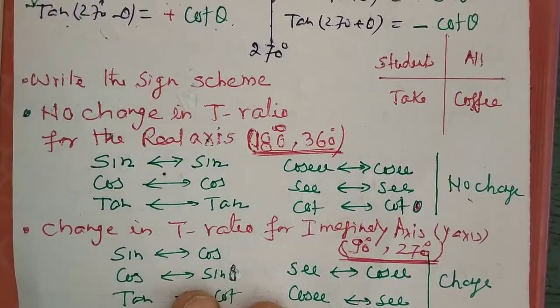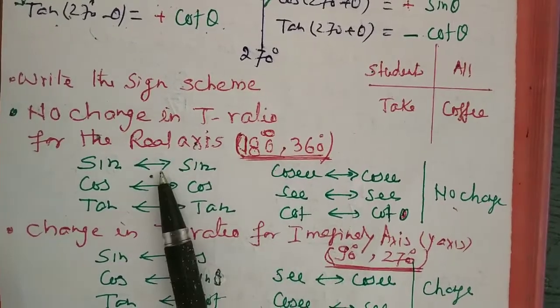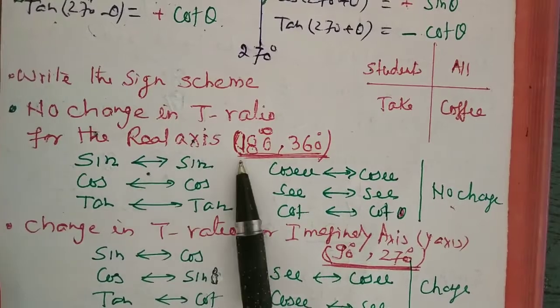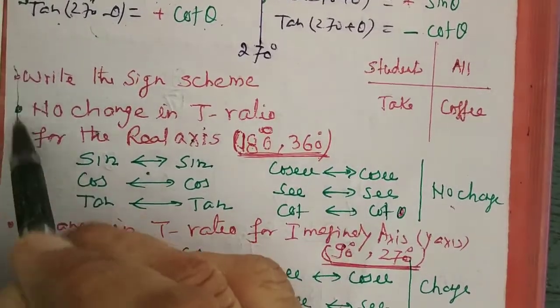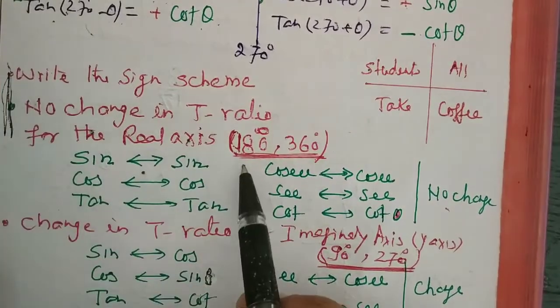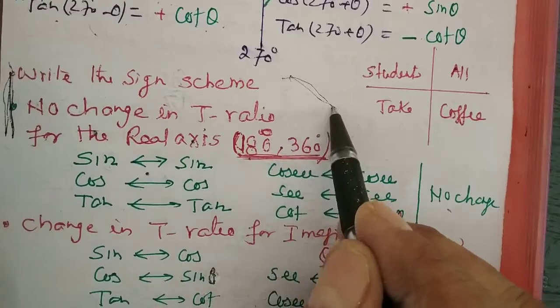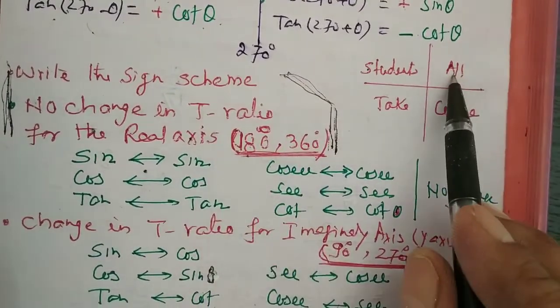This is the fastest technology. Write the sign scheme: no change in the trigonometric ratio for the real axis, 180 and 360. I am talking about all three. On the real axis, at a time you have to follow the 3 steps. The 3 steps, this is your sign scheme.